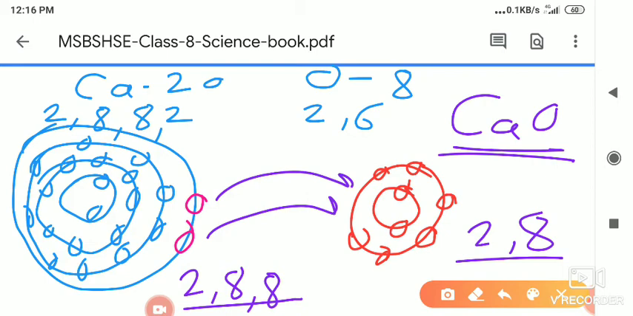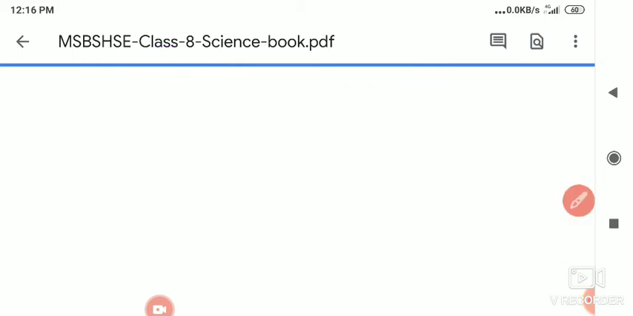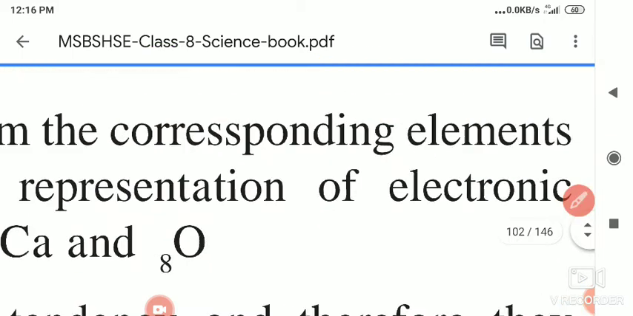In ionic bond, as I told you before, mostly the metals donate the electrons and non-metals receive the electrons during the formation of the ionic bond. So here calcium is a metal, it donates electrons, that I showed you, and oxygen receives the electrons, I showed you. In this way the configuration is there.